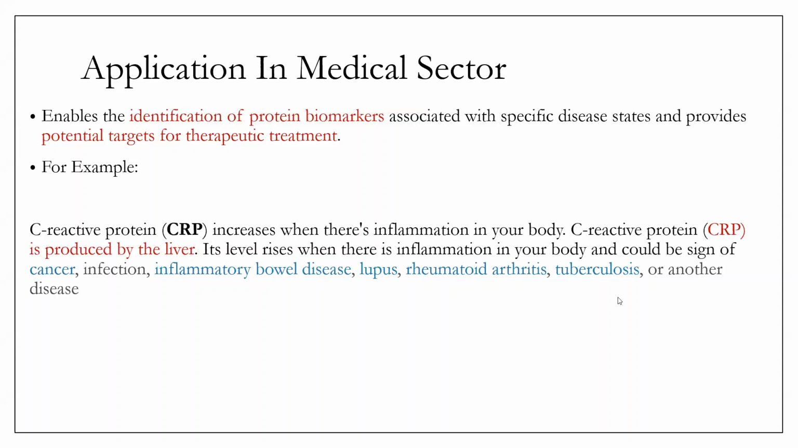So this is just a simple example. There are a lot of biomarkers which are also associated with cancer. If certain protein biomarkers are elevated in some cancer patients, then they are correlated with that specific type of disease.